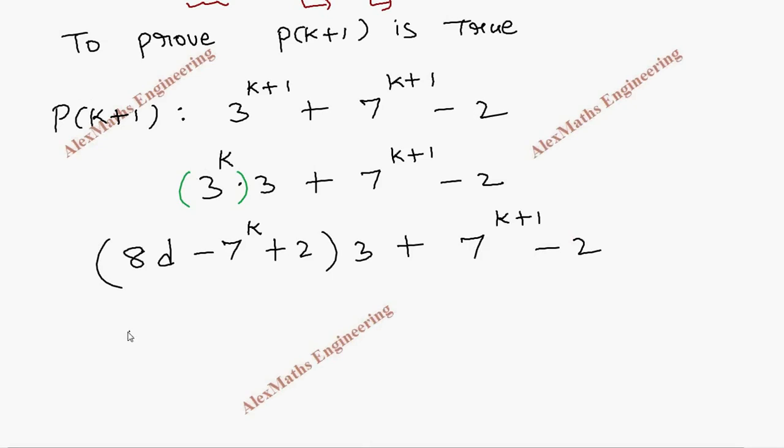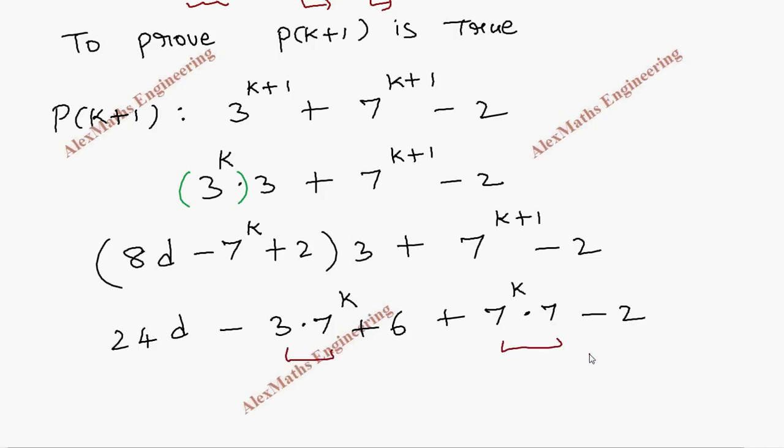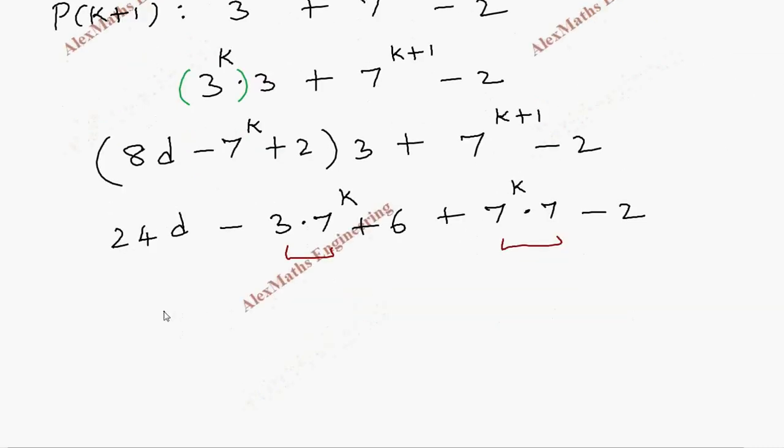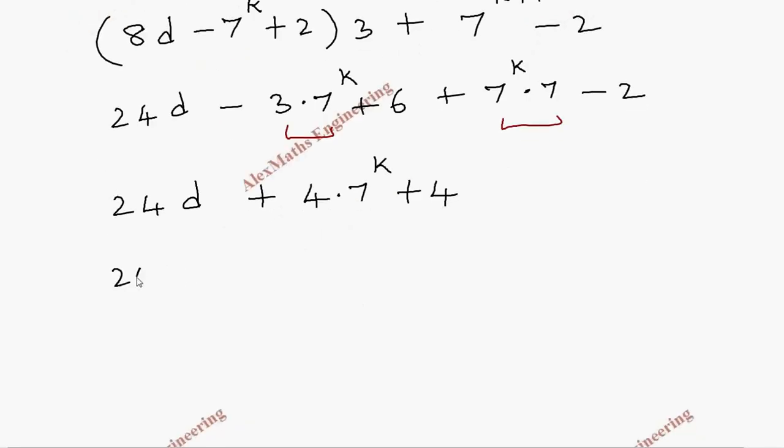When 3 is multiplied inside, we get 24d - 3 into 7^k + 6, and this term is split into 7^k into 7, then we have minus 2. We can combine these two, so totally that gives us 24d + 4 into 7^k, then combining 6 minus 2, that gives 4.